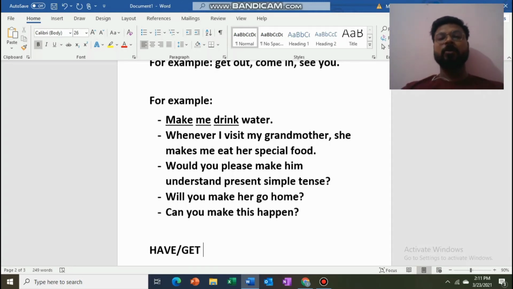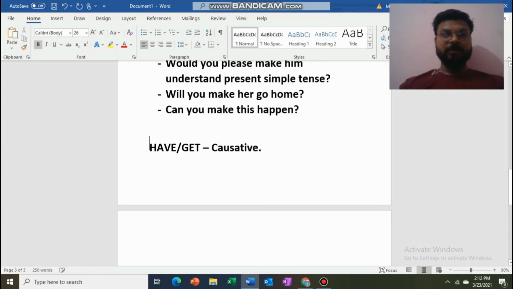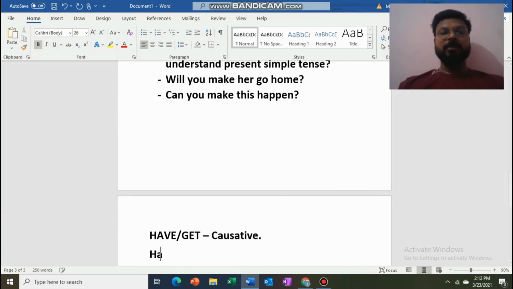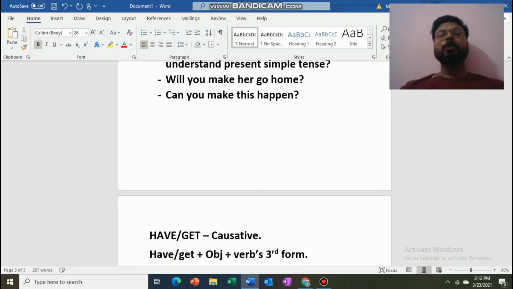So have or get causative. The formula we have for this is, let me just drag it down for you. Yes, it is have or get plus object plus verb's third form, which is also known as past participle, right? So it is have or get plus object plus verb third form.